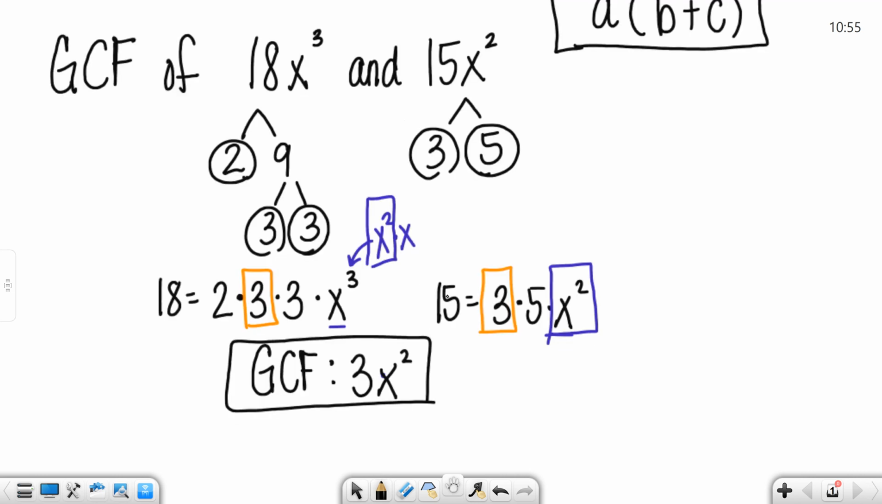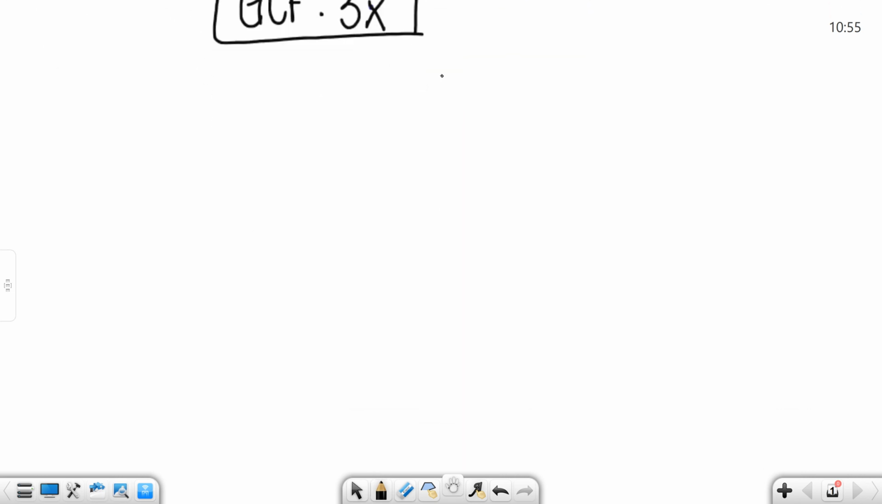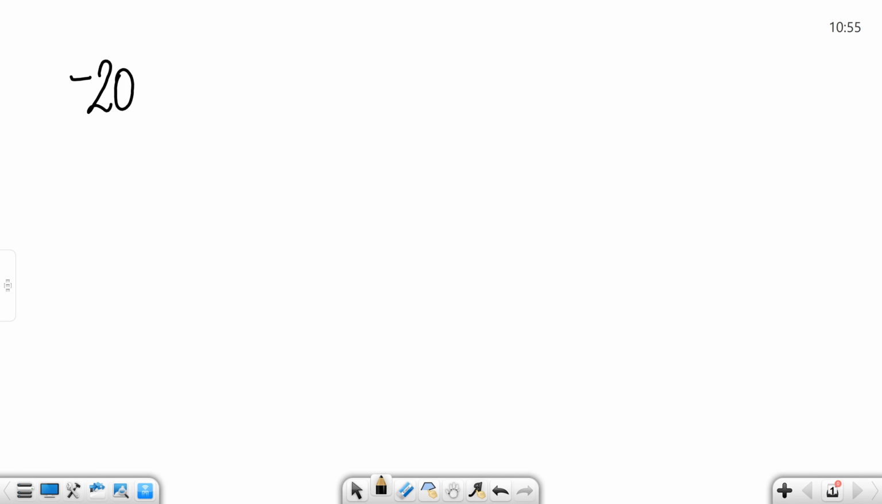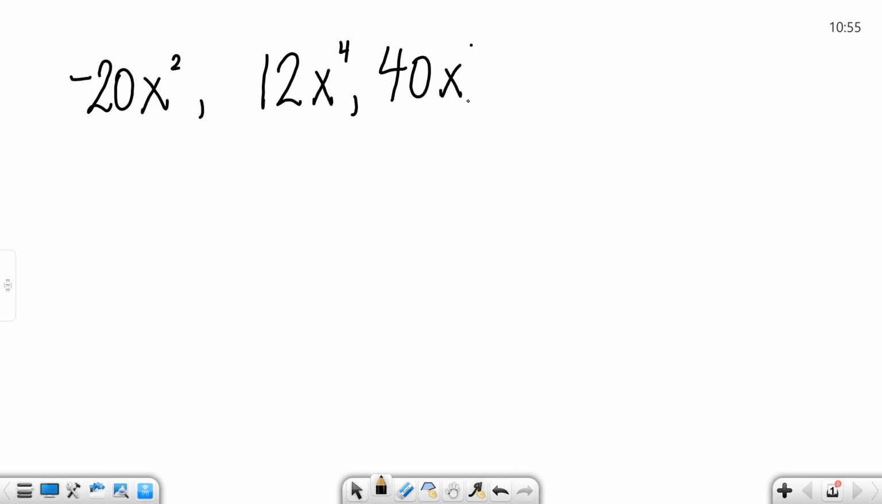Let's try another one. This time I'm going to give you 3 terms, and we're going to find the greatest common factor again. But we've got these 3 terms. Now I told you that you didn't have to write out the factors the way that I did. You could write it any other way that you wanted to.